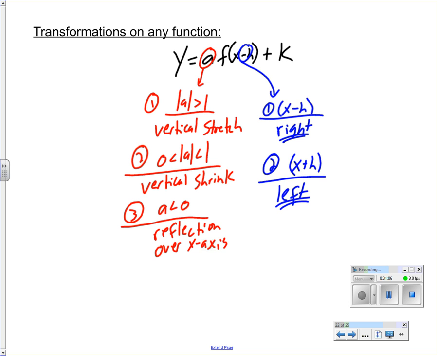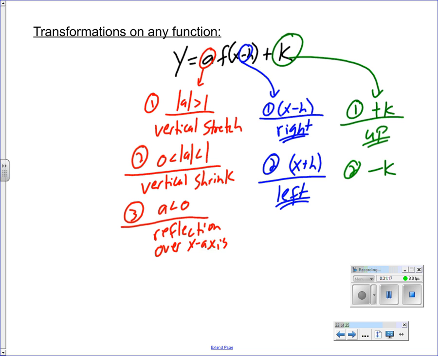And last, at the end, k can do two things. If it's plus k at the end, it's going to move the function up. And if it's minus k at the end, that's going to move the function down.